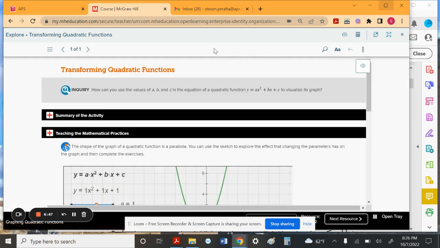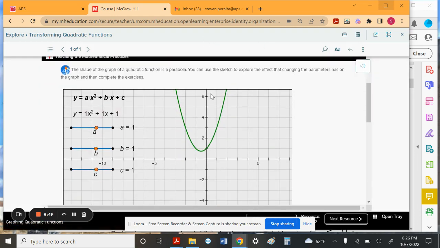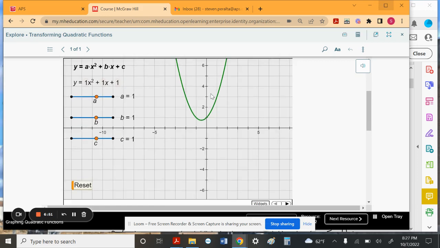Now, you might remember transforming quadratic functions. Notice here we have ax squared plus bx plus c. That is our function, y equals that, or f of x equals that. And notice in this case, if a is 1, b is 1, c is 1, we just have a normal parabola that's facing up. And if I make a bigger, notice that it goes up faster. If I make a 0, of course, it's a line because a line only has an x value.